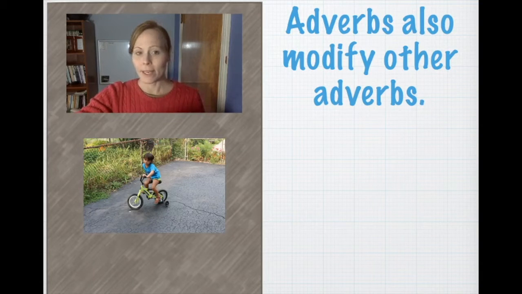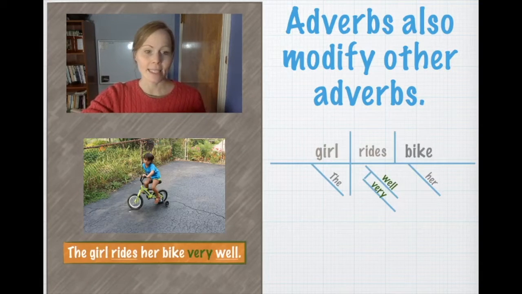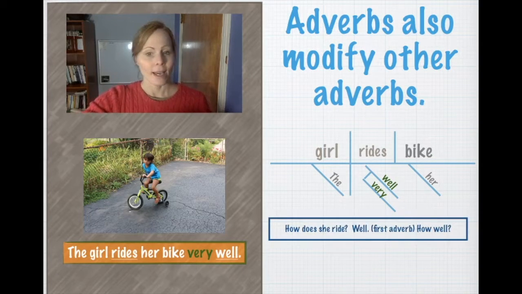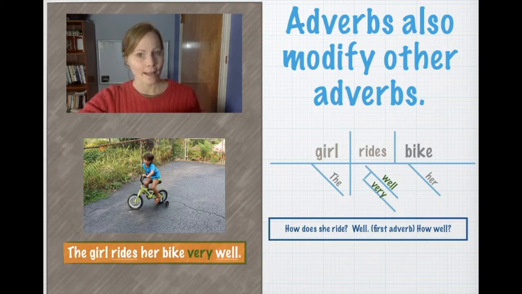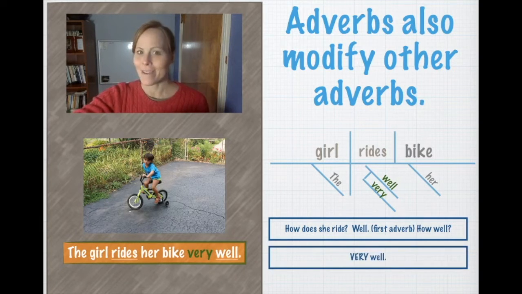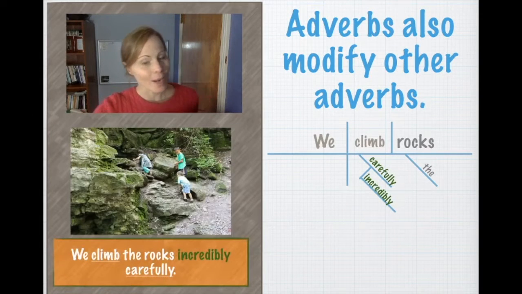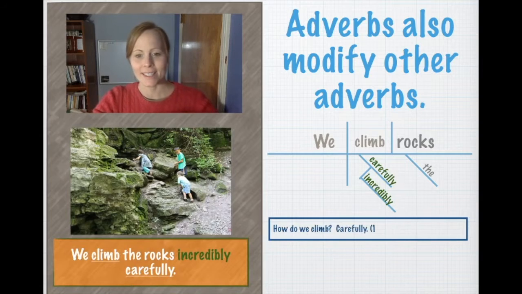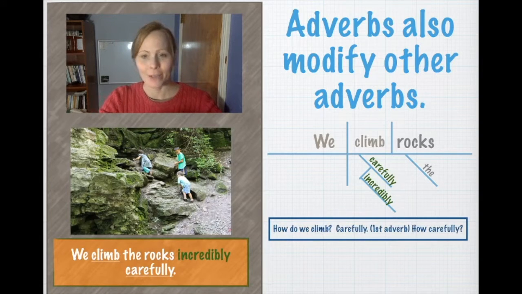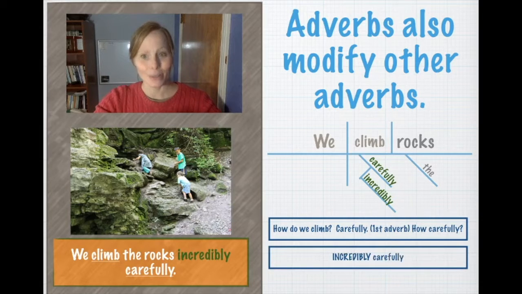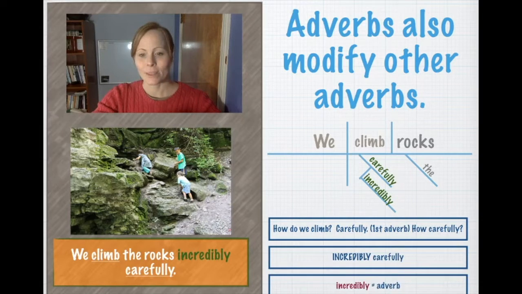Adverbs also modify other adverbs. As in the example, the girl rides her bike very well. How does she ride? Well. That gives us the first adverb. How well? Very well. That gives us the second adverb. We climb the rocks incredibly carefully. How do we climb? Carefully. That's our first adverb. How carefully? Incredibly carefully. So incredibly is our second adverb.